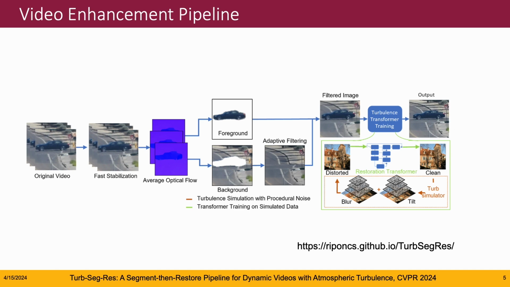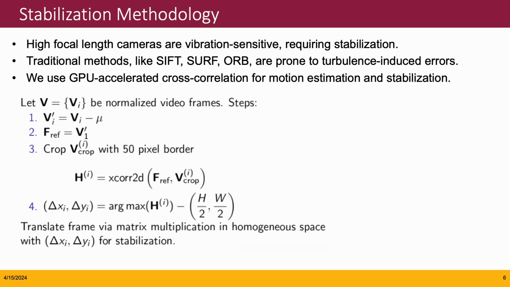Once we get the original video, the first step of the pipeline is fast stabilization. Most high focal length cameras are vibration sensitive and require stabilization. However, traditional methods based on shift, sharp and warp fail because turbulence introduces a lot of error inside the video and those descriptors fail. So we use GPU accelerated cross correlation to estimate motion and stabilize based on that.